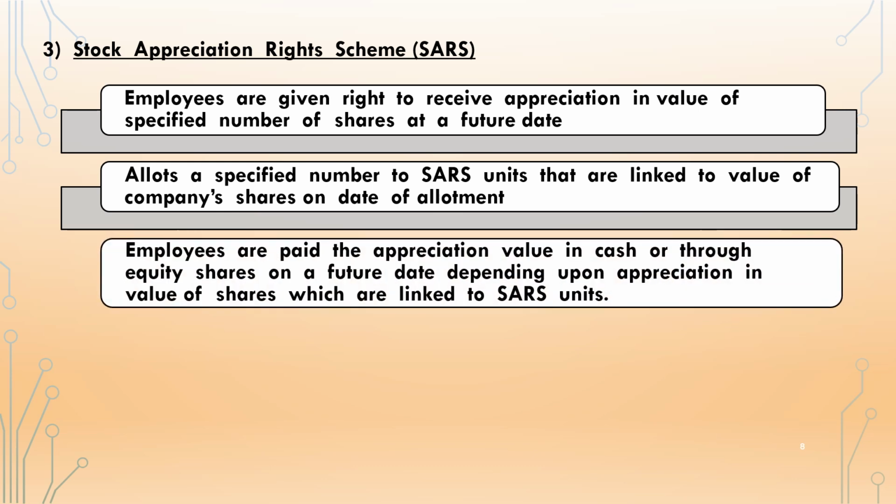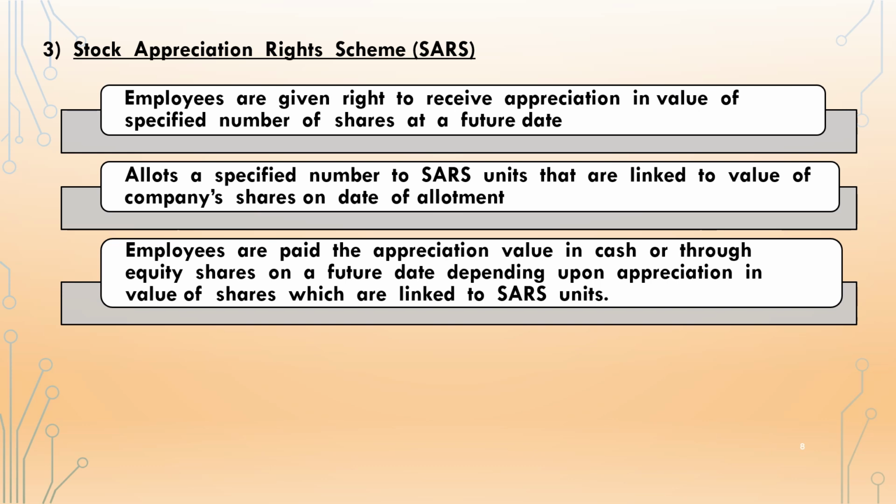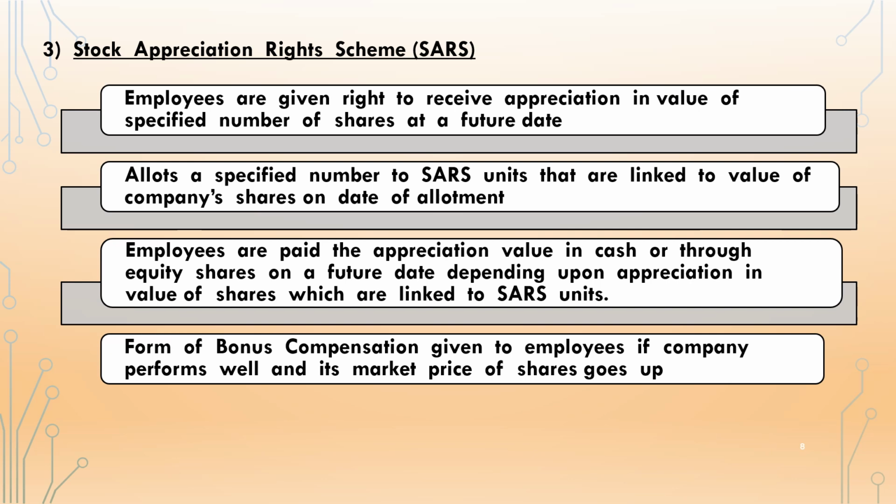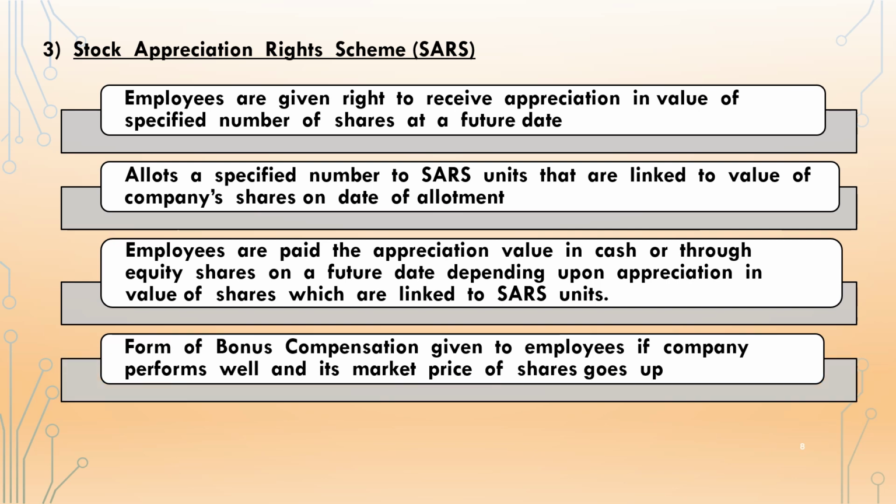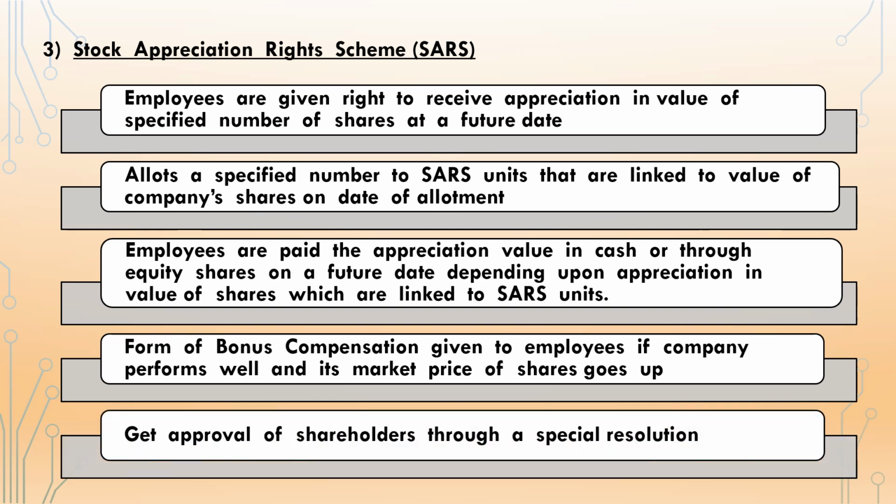At a future date, if there is an appreciation in the value of shares which are linked to the SARS unit, then the employees are paid the appreciation value either in cash or even through equity shares. Further, it is nothing but a form of bonus compensation which is given to the employees if the company performs well and if its market price of shares goes up. Lastly, even issue of SARS requires approval of shareholders by means of passing a special resolution at the general meeting. So the third one is SARS, that is Stock Appreciation Rights Scheme.